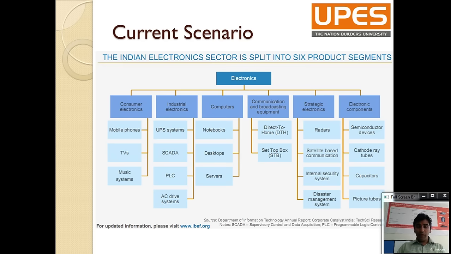Communication and broadcasting equipment, like D2H, direct to home service for television networks, and set-top boxes, which some of us are using. Strategic electronics like radars, satellite-based communication, internal security systems, disaster management systems. These are used mostly by disaster management people and in defense applications. Our defense services use radar and satellite-based communications for their own purposes. And then we have the industry which creates electronic components like semiconductor devices, cathode ray tubes, capacitors, picture tubes. These components are used in the manufacturing, production, or designing of electronics on a large scale.